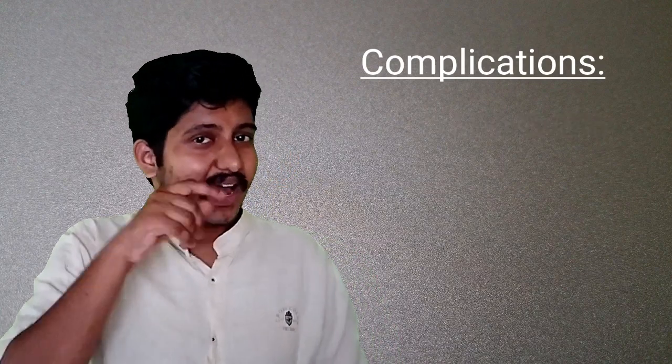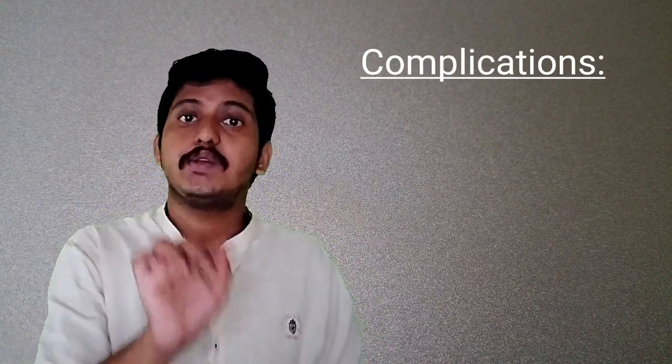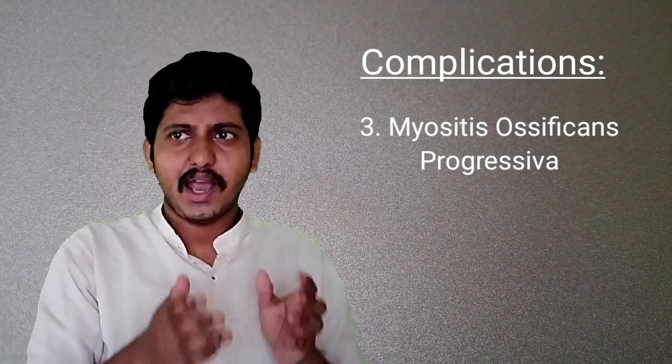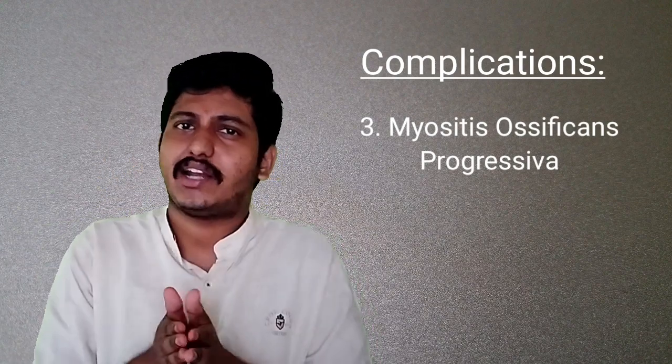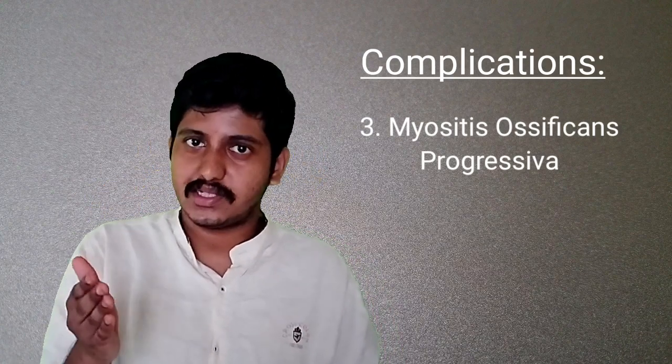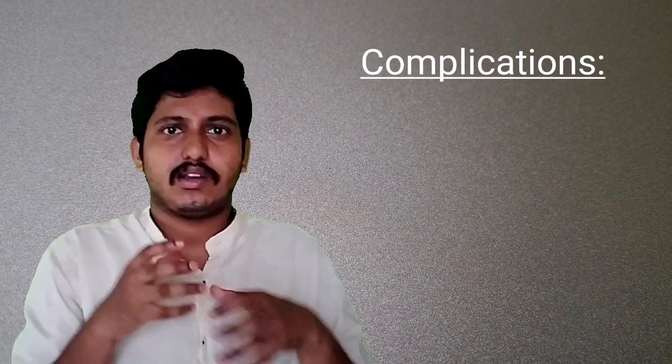And also, there is another rare complication, myositis ossificans progressiva. It's a form of fibrodysplasia, and it is usually seen in children less than 6 years of age. And the most common cause of death in those individuals is lung damage. It's just an add-on information. So these are the complications.